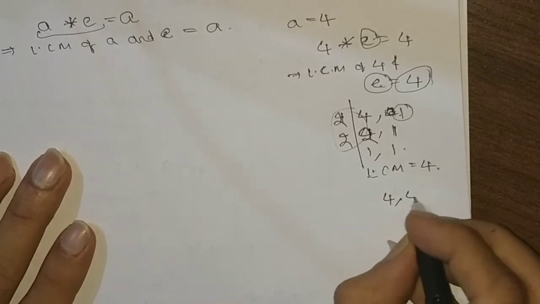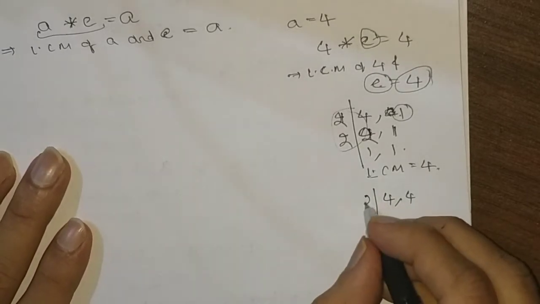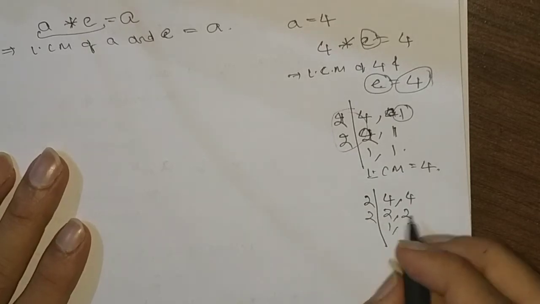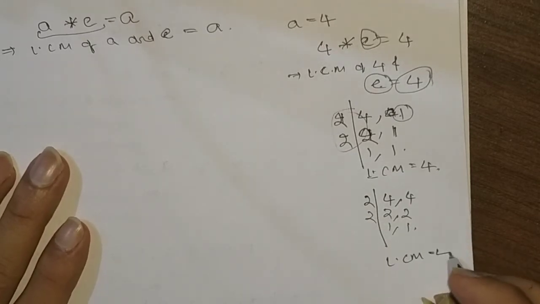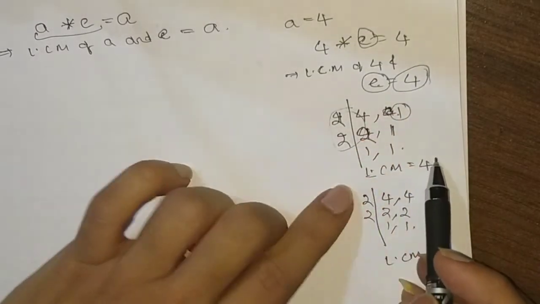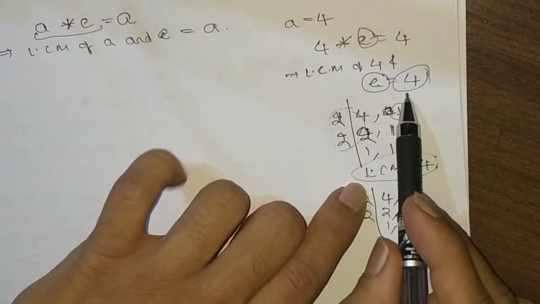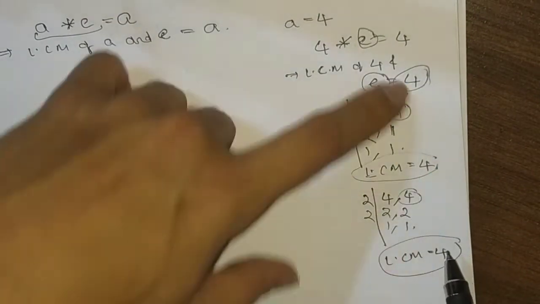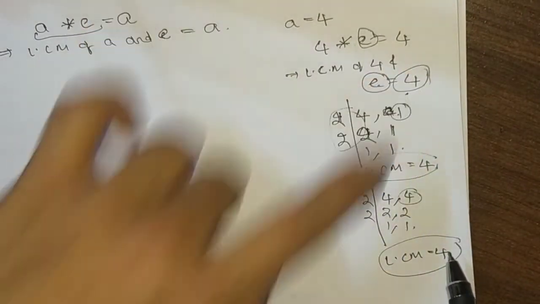Now if we take 4 comma 4, that will be 2 2s are 4, 2 2s are 4, 2 1s are 1, 2 1s are 1. So again we are getting the LCM as 4, right? So here you see that if you take E as 4, again you are getting the LCM as 4. That is what we wanted. And again, if you take 4, we are getting the LCM as 4. That is again what we wanted, right?